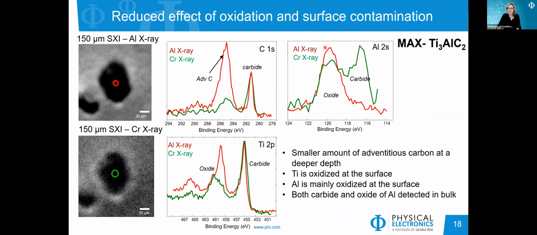And here's an example of the aluminum 2S transition where we see only oxide at the surface. So if you have oxidation, you will see that present in the aluminum X-ray source, while in chromium X-ray data, we can see both oxide and carbide present. And in titanium 2P, you can see that you have quite a big oxide peak present in aluminum X-ray data, while it's mainly carbide that is present in the deeper layers. So you can probe beneath that contamination layer to really confirm if you have the expected stoichiometry, which becomes really important for carbon-based materials.